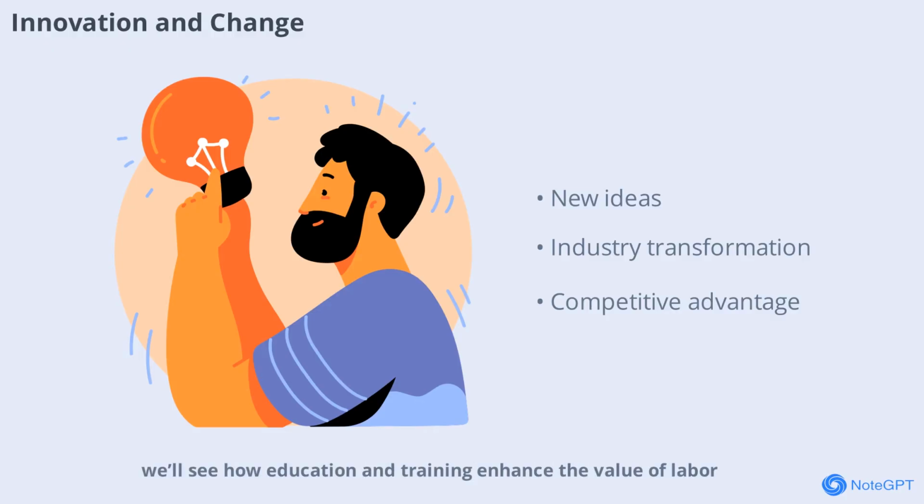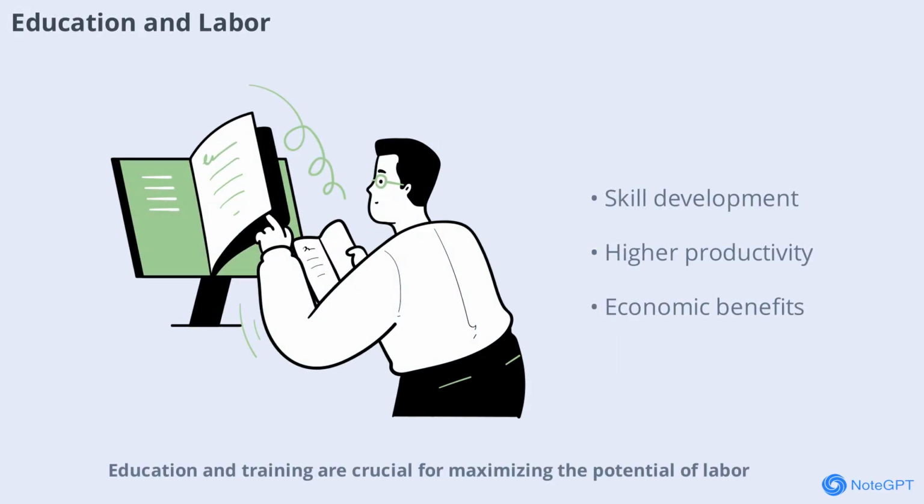Next, we'll see how education and training enhance the value of labor. Education and training are crucial for maximizing the potential of labor. Skilled workers are more productive, adaptable, and capable of handling complex tasks. Investments in education can lead to higher wages and better job opportunities, benefiting both individuals and the economy as a whole. As technology evolves, continuous learning becomes even more important.